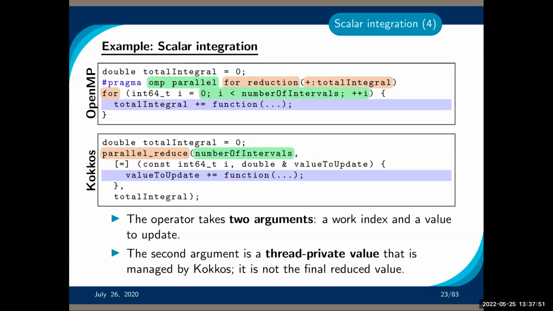So the functor takes 2 parameters when it's called. The first is the index of what piece of work you're working on. And the second is, by reference, the value to update. That's a thread private value. And those will eventually be added into total integral. But it itself is not the final reduced value.